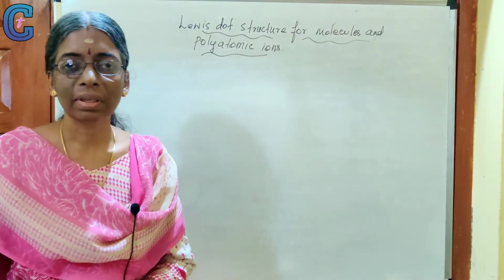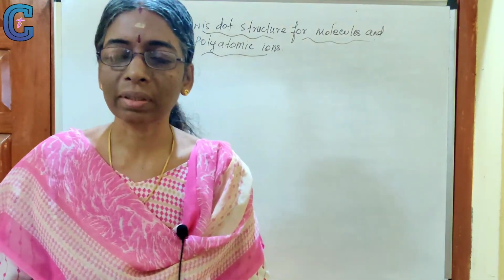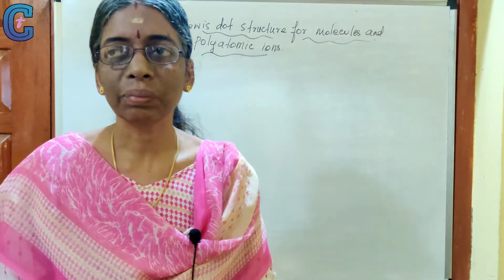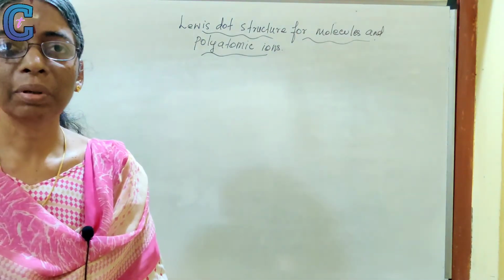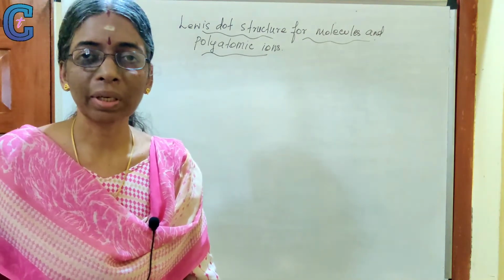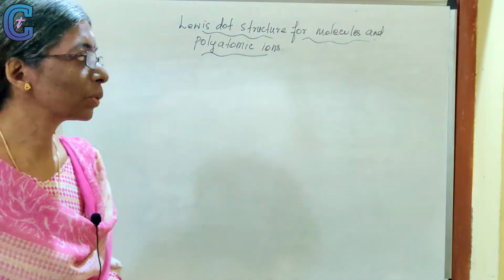Dear students, last class we have seen chemical bonding, right? Today we are going to study about Lewis dot structure for simple molecules and polyatomic ions. Okay, let us go for that.